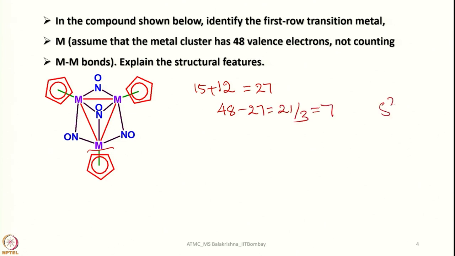If I put s2 here, I have to put d5. So it is d5s2. d5s2 means it has to be manganese. Now, if I ask you to state the oxidation state of each metal, it is a bit tricky here. NO comes as NO plus, so that basically whatever electrons they are giving go to make Cp into Cp minus, so assume each Mn will be in plus 1 state.